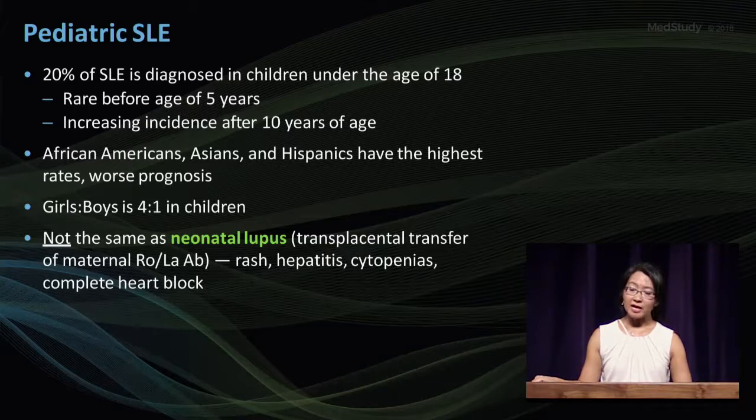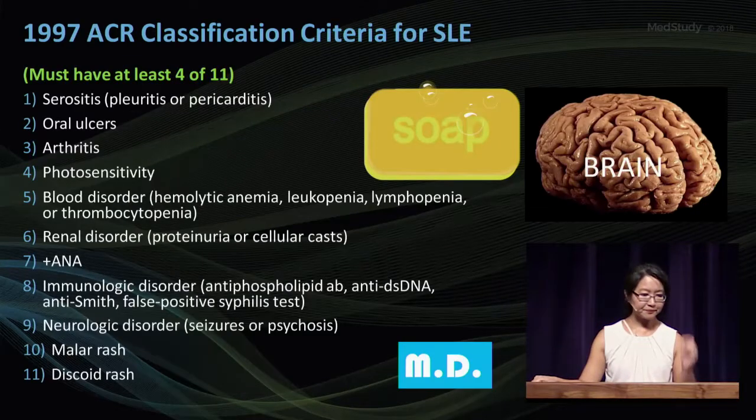If the child is African American, Asian, or Hispanic, these children typically have the worst prognosis. They have more end organ damage. Girls are more affected than boys in a 4-to-1 ratio, and that ratio goes up to 9-to-1 when they reach adulthood. Now, pediatric lupus is not the same as neonatal lupus. Neonatal lupus is where the mother of the child passes on autoantibodies to the infant, okay? And I'll go into detail about that later.